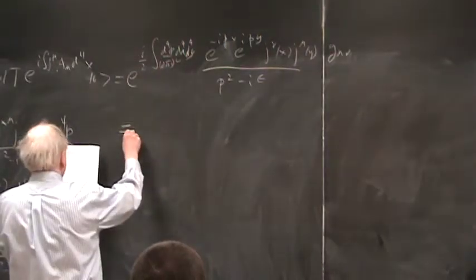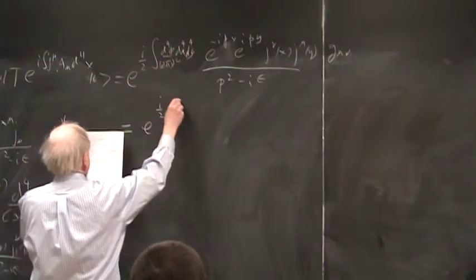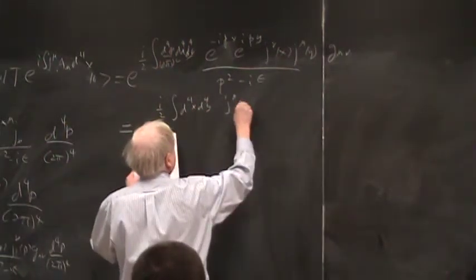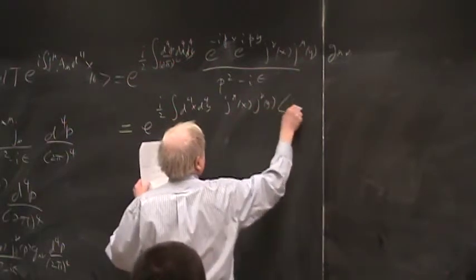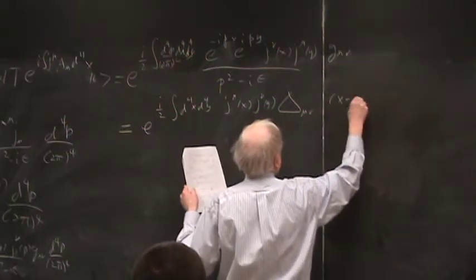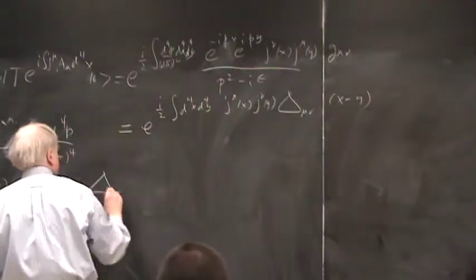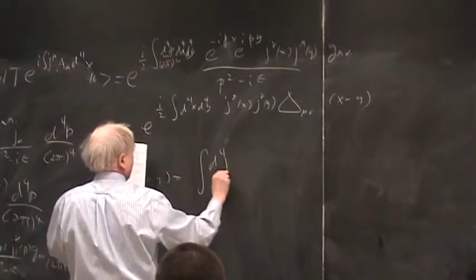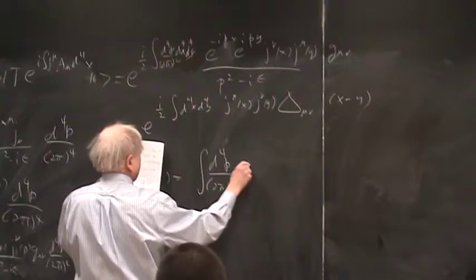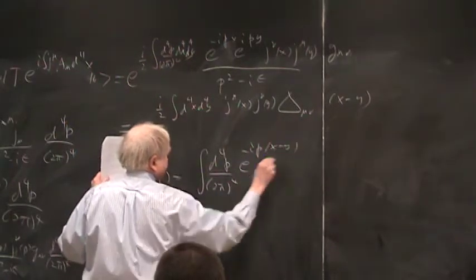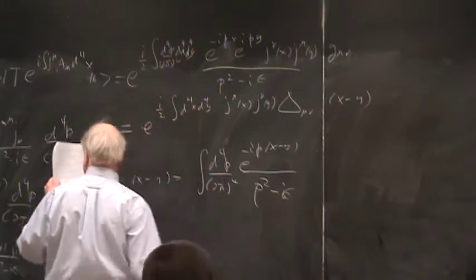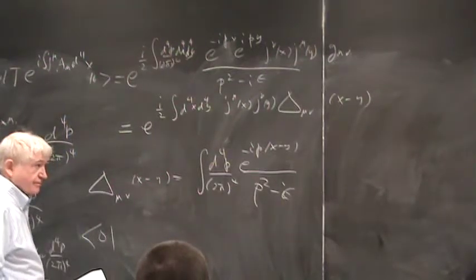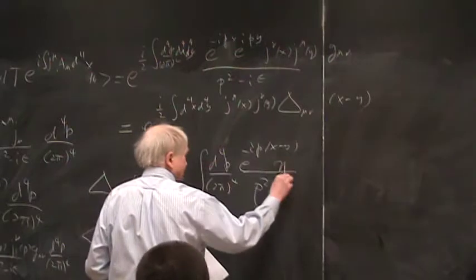All right, well, we can rewrite this as e to the I over 2 integral d4 of x, d4 of y, j mu of x, j nu of y, delta mu nu of x minus y, where delta mu nu of x minus y is an integral d4 of p over 2 pi to the 4, e to the minus I p, x minus y over p squared minus I epsilon. And now, just as before, there's a metric in there as well. Duh! Thank you. I'm going to use eta mu nu this time.